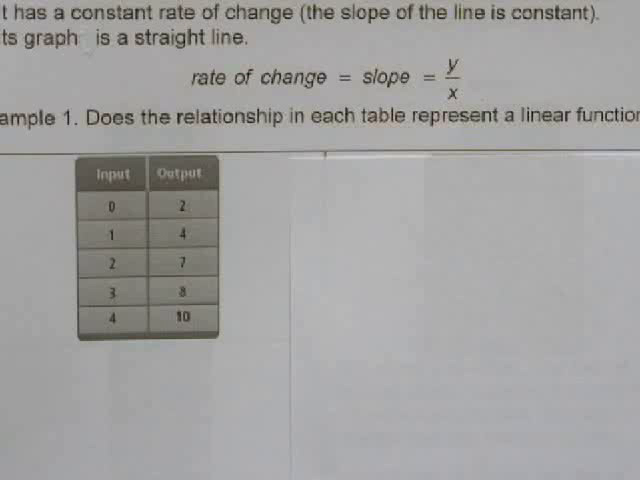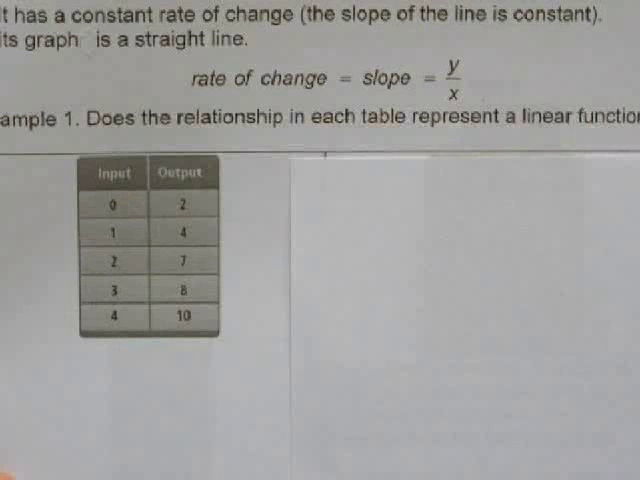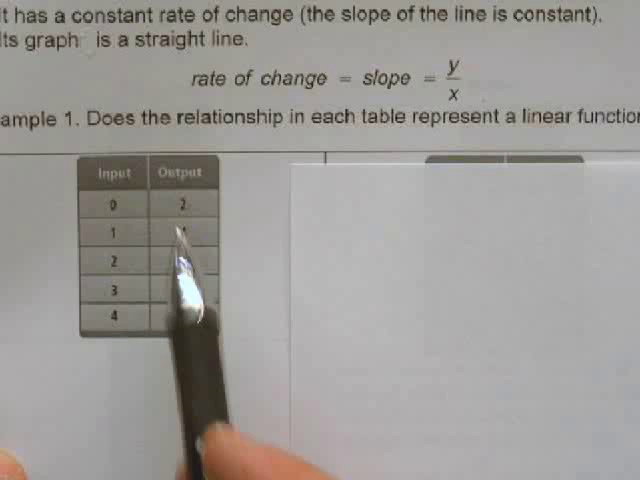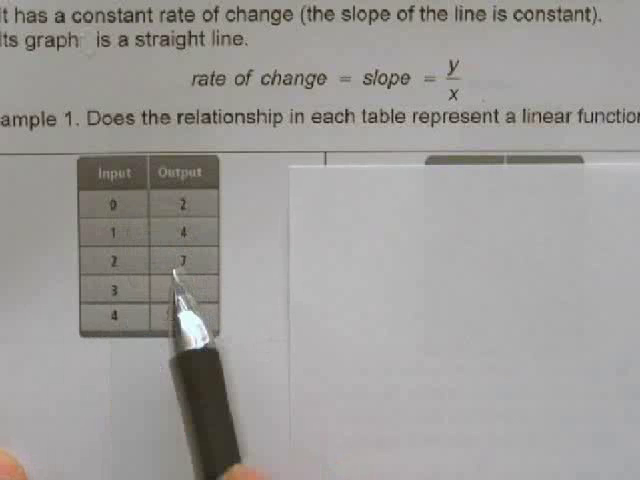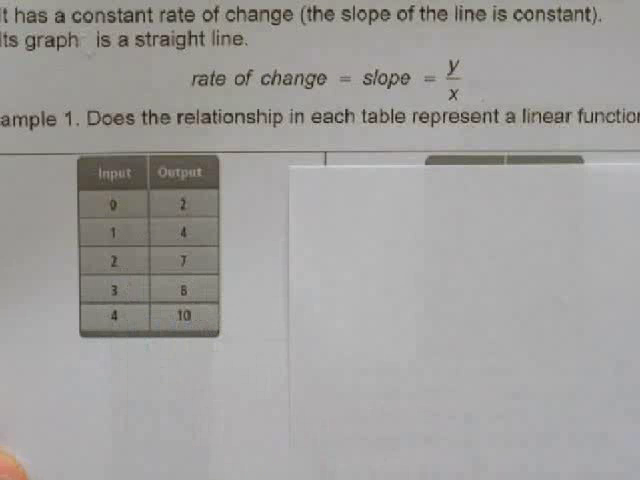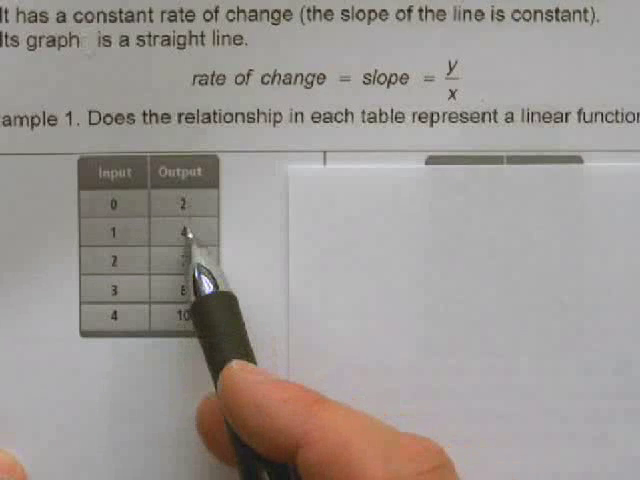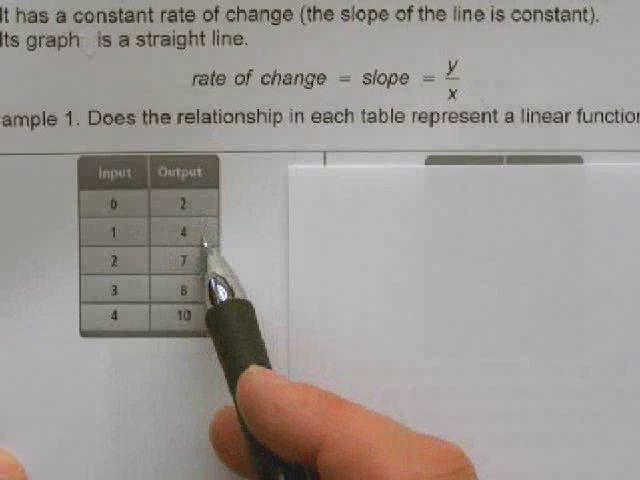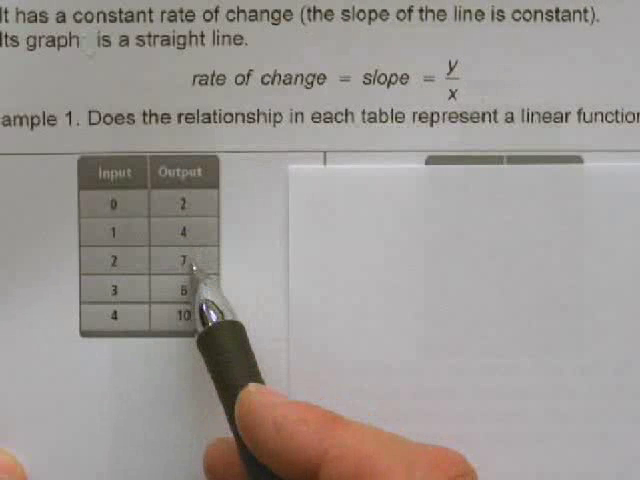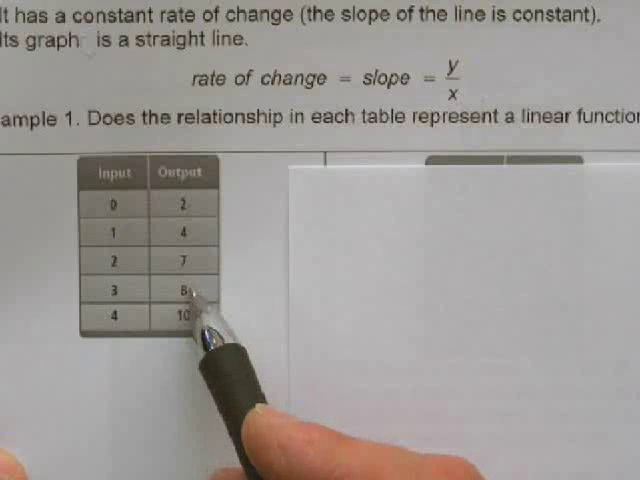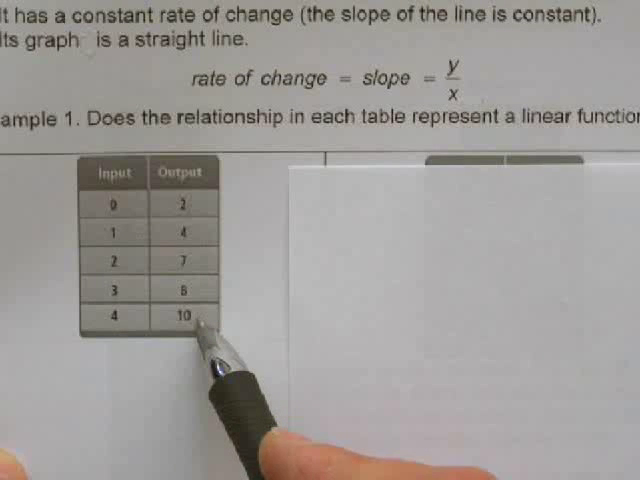And what I am looking for here is a constant rate of change. So let's look at what I'm talking about. When I compare the y to the x, is it the same each time? All right, I've got 2 to 0, 4 to 1, 7 to 2, 8 to 3, 10 to 4. So let's look and see. Notice that between the 2 and the 4, the distance is 2. Between here and here is 3. Between here and here is 1. And between here and here is 2.